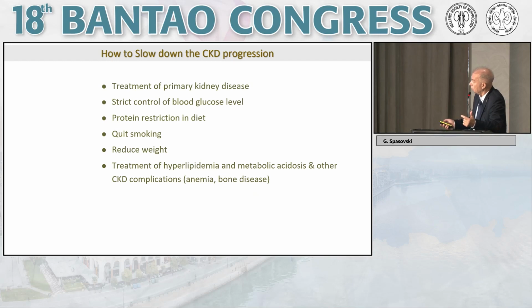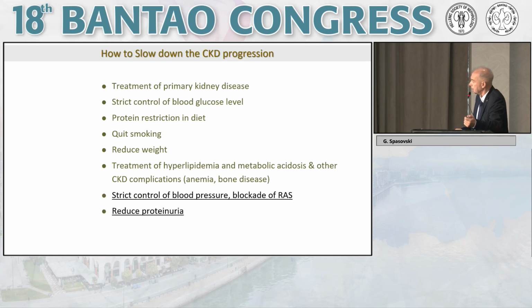To slow progression, of course, we need to treat the primary kidney disease and have strict control of blood glucose level. These are general instructions: protein restriction in diet, smoking cessation, reducing weight, treatment of hyperlipidemia and metabolic acidosis, and other CKD complications like anemia, bone disease, etc. Then, of course, strict control of blood pressure with blockade of the renin-angiotensin system and reduced proteinuria.